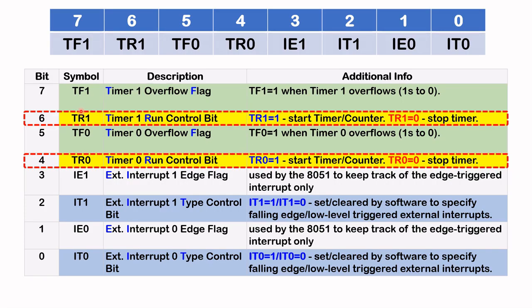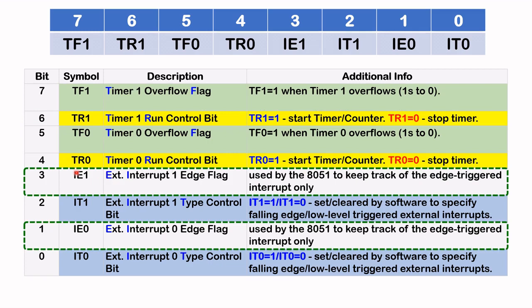Now, the other bits that are most relevant in this video are the TR, timer run control bits. So TR1 is for timer 1, TR0 is for timer 0. What this bit would do is that when the TR bit is set to 1, it will start the timer. And if TR is set to 0, it will stop the timer. So basically, the TR bits will start or stop the timers.